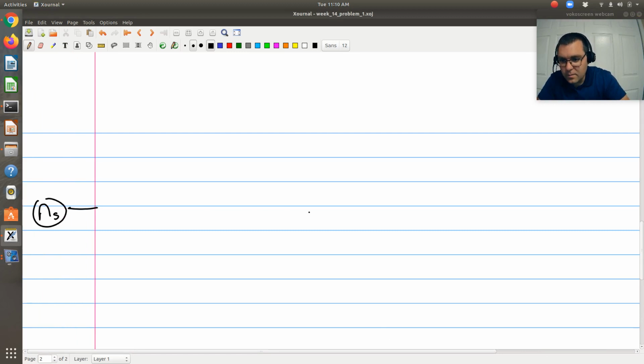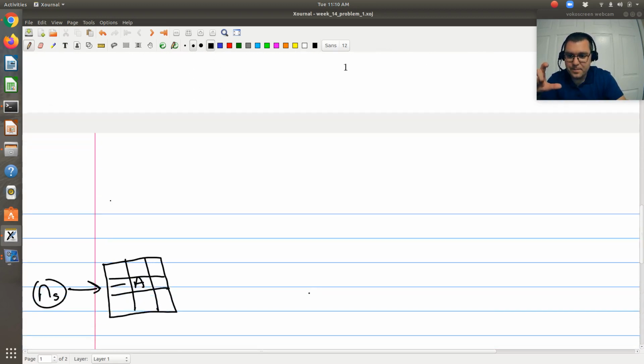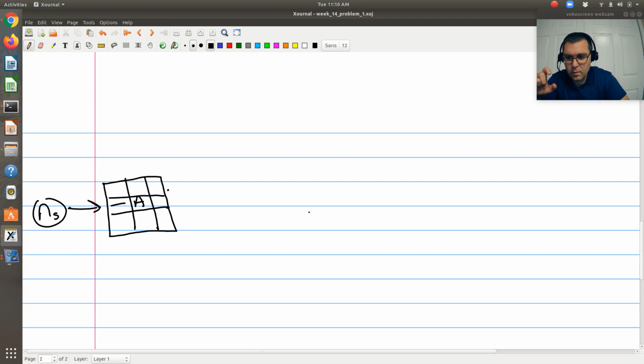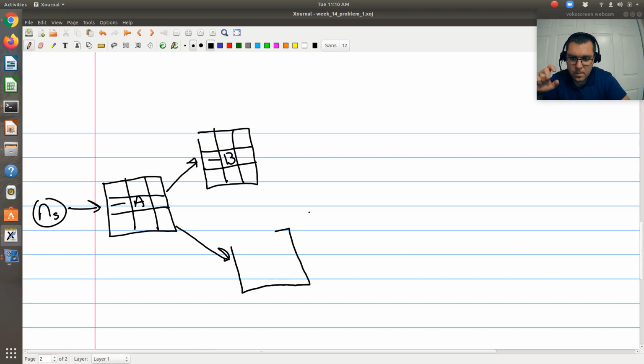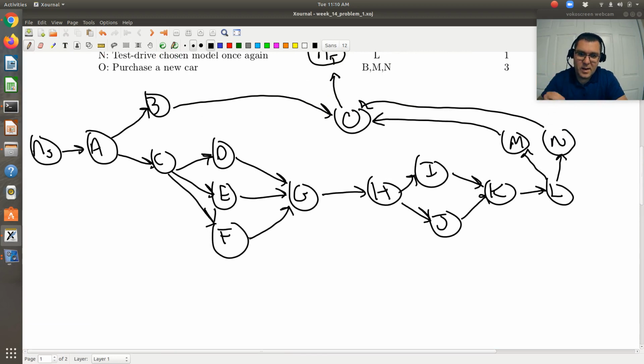Okay, so NS was connected to A, so I need my 3x3 grid for A. And then from A, I connected to B and C. And then from C, I went to D, E, and F.